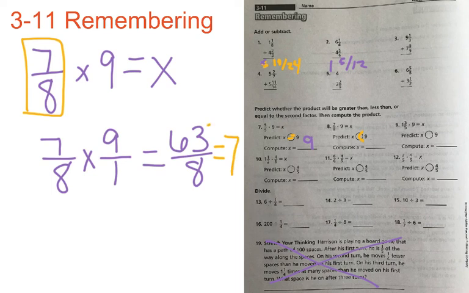And 8 times 7 is equal to 56. And 63 minus 56 leaves me a remainder of 7. And then I write that over my original denominator, which is 8. So 7 and 7/8. And I can see that my prediction was correct because 7 and 7/8 is less than 9. You can go ahead and complete those ones on your own, and we're going to go ahead and move down to 13 through 18.